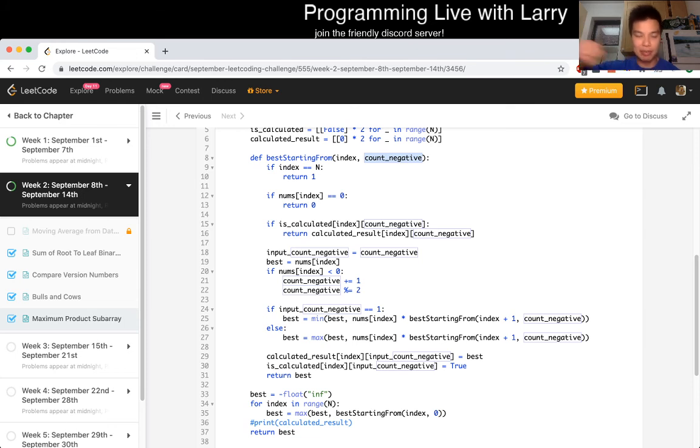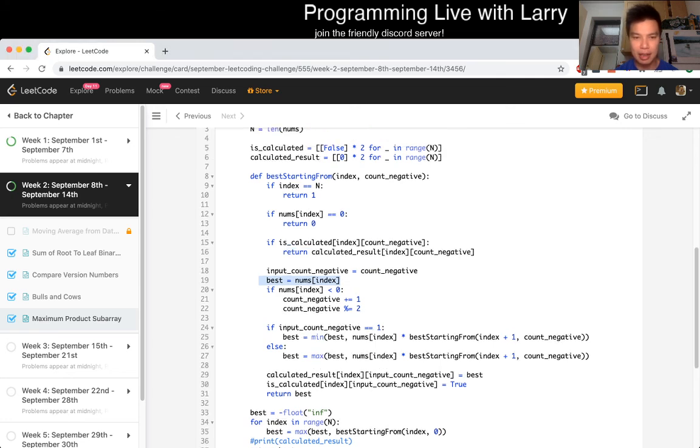Because if your current number is negative, which is, you know, our current number here, then we want the min number from the rest of it, because your best result is going to be the smallest number, whether that's negative or positive, times the current number, because then that gives you the max, right? So you have to think about it that way.